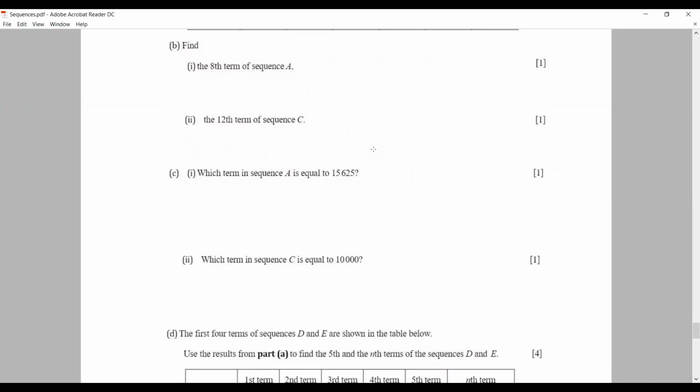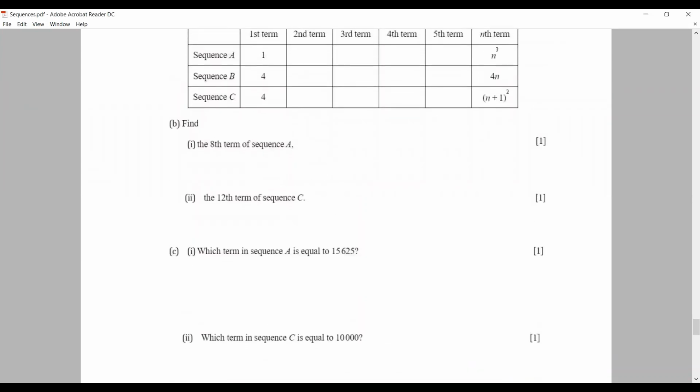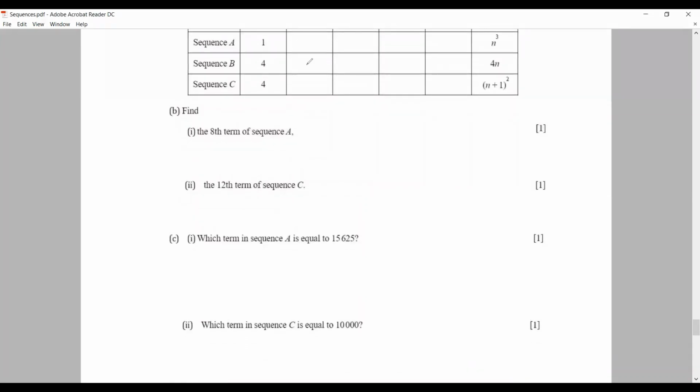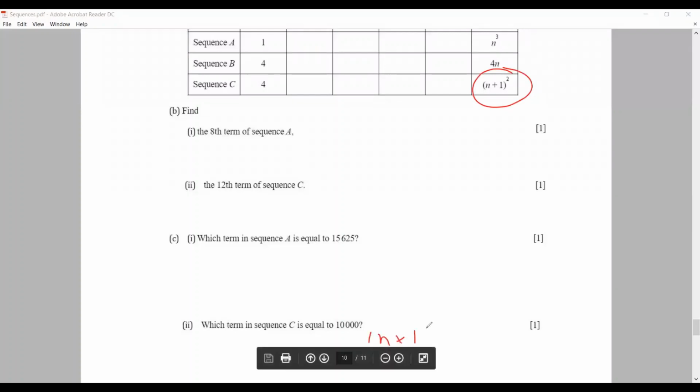Which term in sequence C is equal to 10,000? So sequence C, this is the formula, n plus 1 raised to the power of 2. So this is a good practice of solving equations. So this question is more like solving an equation. So I have to take square root from both sides. The right-hand side, I know it gives us plus minus 100.